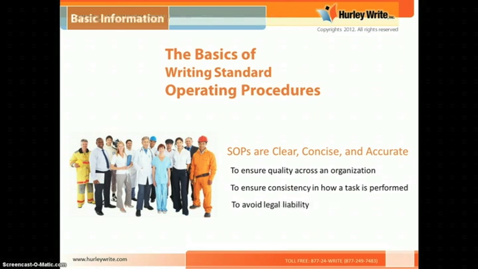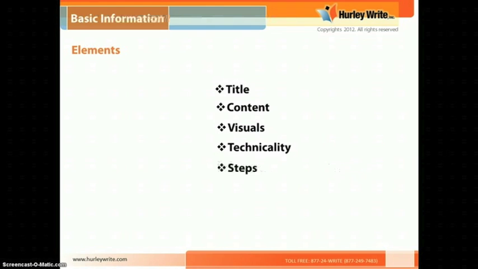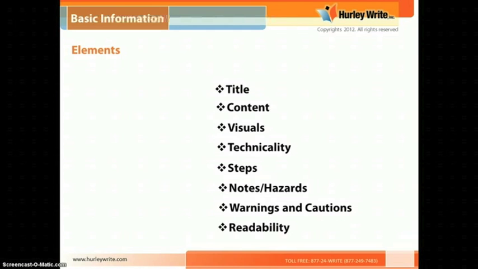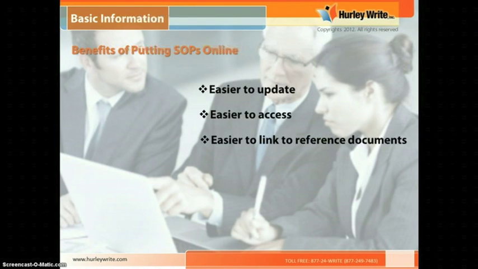So it's important that the SOPs that you write be clear, concise, and accurate, which is what we'll be focusing on in these modules. In these modules, we'll discuss creating a clear and limiting title, the content that should be included in SOPs, how to use visuals, understanding the technicality, the steps that should be included, notes, hazards, warnings, and cautions, and readability. Putting your SOPs online makes a lot of sense. They're easier to update, easier to access, and it's easier to link them to reference documents.